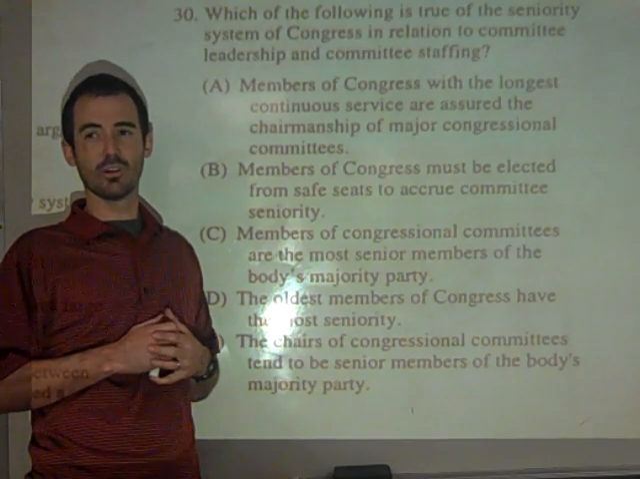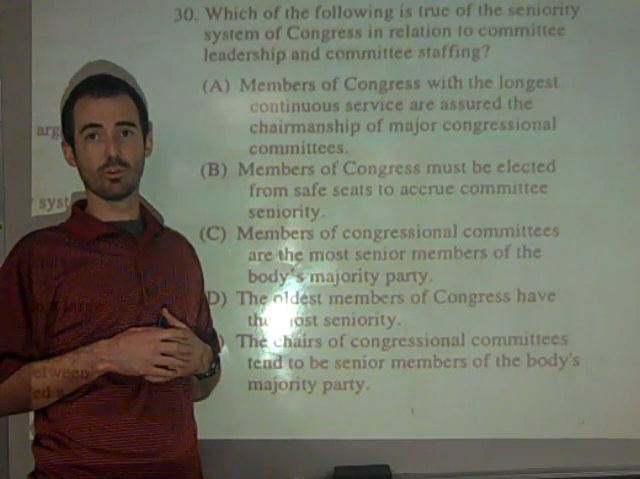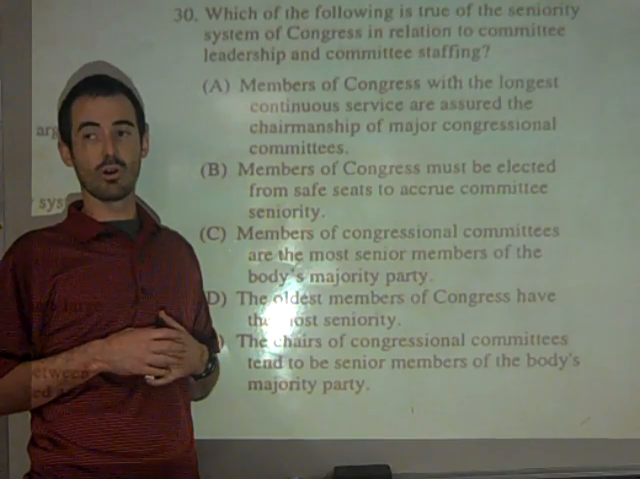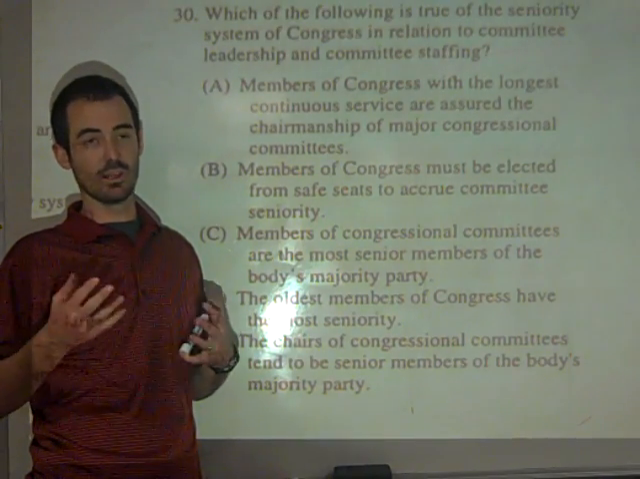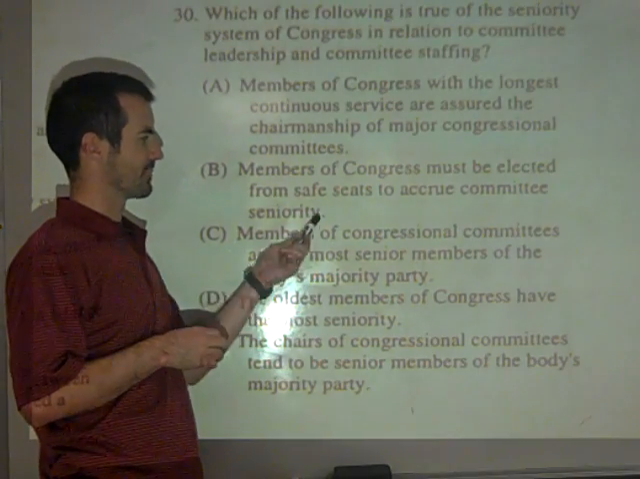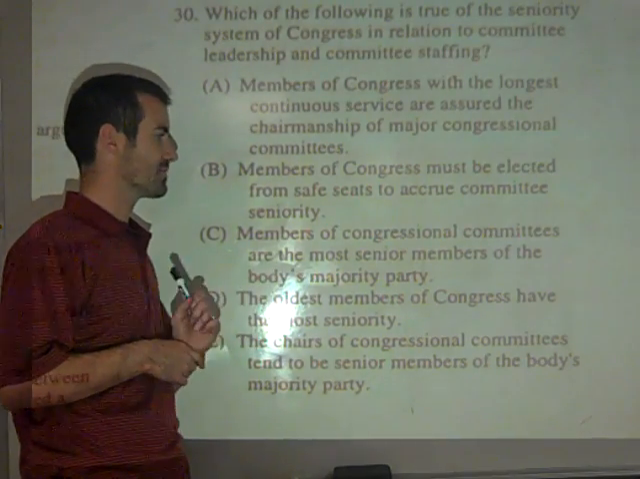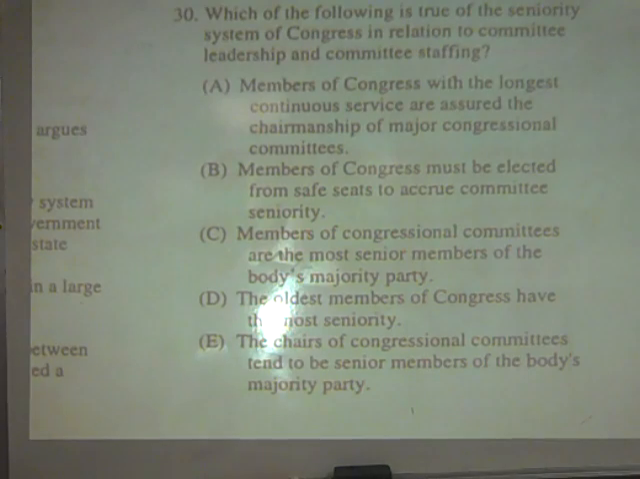So sometimes we put a number on that of you won 55% or more of the votes. And then we say a marginal seat. It's not safe. It's very close, so you want less than 55% of the votes. But that's not true of seniority. Members of congressional committees are the most senior members of the body's major party. No, all of them are on committees, multiple committees, because there's a lot of work to do. The oldest members of Congress have the most seniority. That's a trick. I hope it's E.